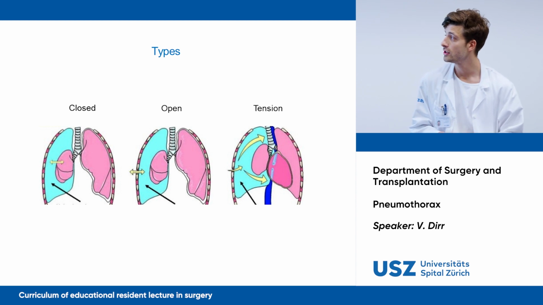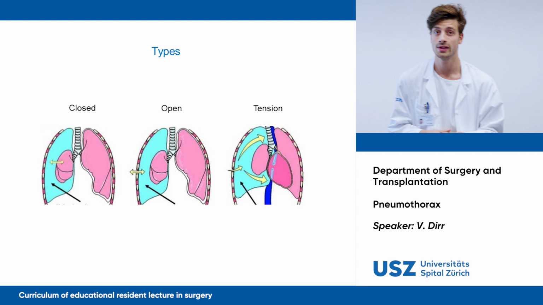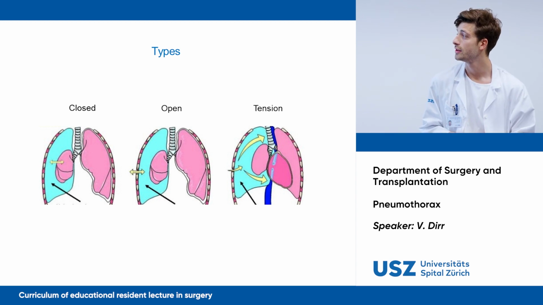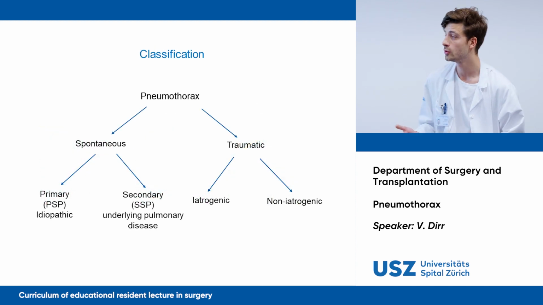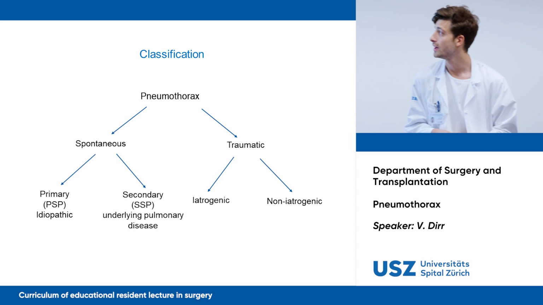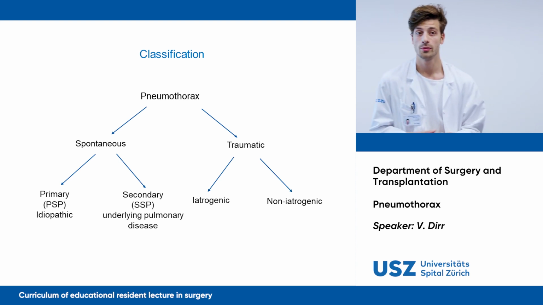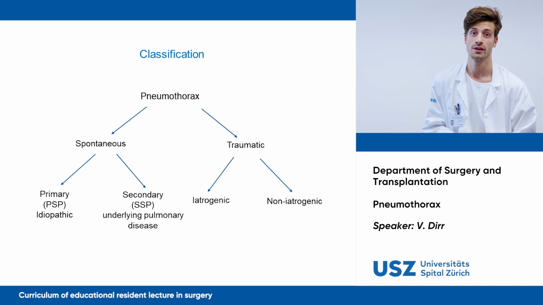And we can describe a tension pneumothorax, which means there's a one-way valve mechanism with an increased pressure in the pleural space, resulting in a mediastinal shift and cardiopulmonary dysfunction. We can classify it into spontaneous and traumatic ones. Spontaneous can then be divided into primary or secondary. In secondary, there's an underlying pulmonary disease, and trauma can either be caused iatrogenically by us or be the result of a blunt or penetrating thorax trauma.